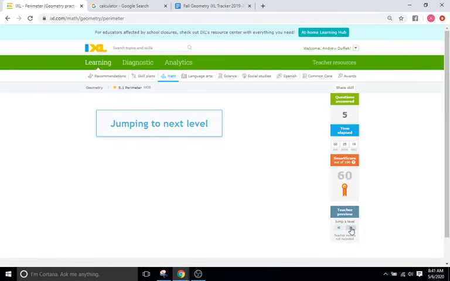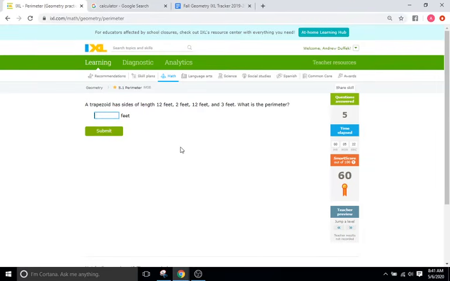So I'm going to skip a level. A trapezoid has the sides of 12, 2, 12, and 3. What is the perimeter? Okay, you're just going to add all of them together, right? 12 plus 12 is 24, plus 2 is 26, plus 3 is 29.